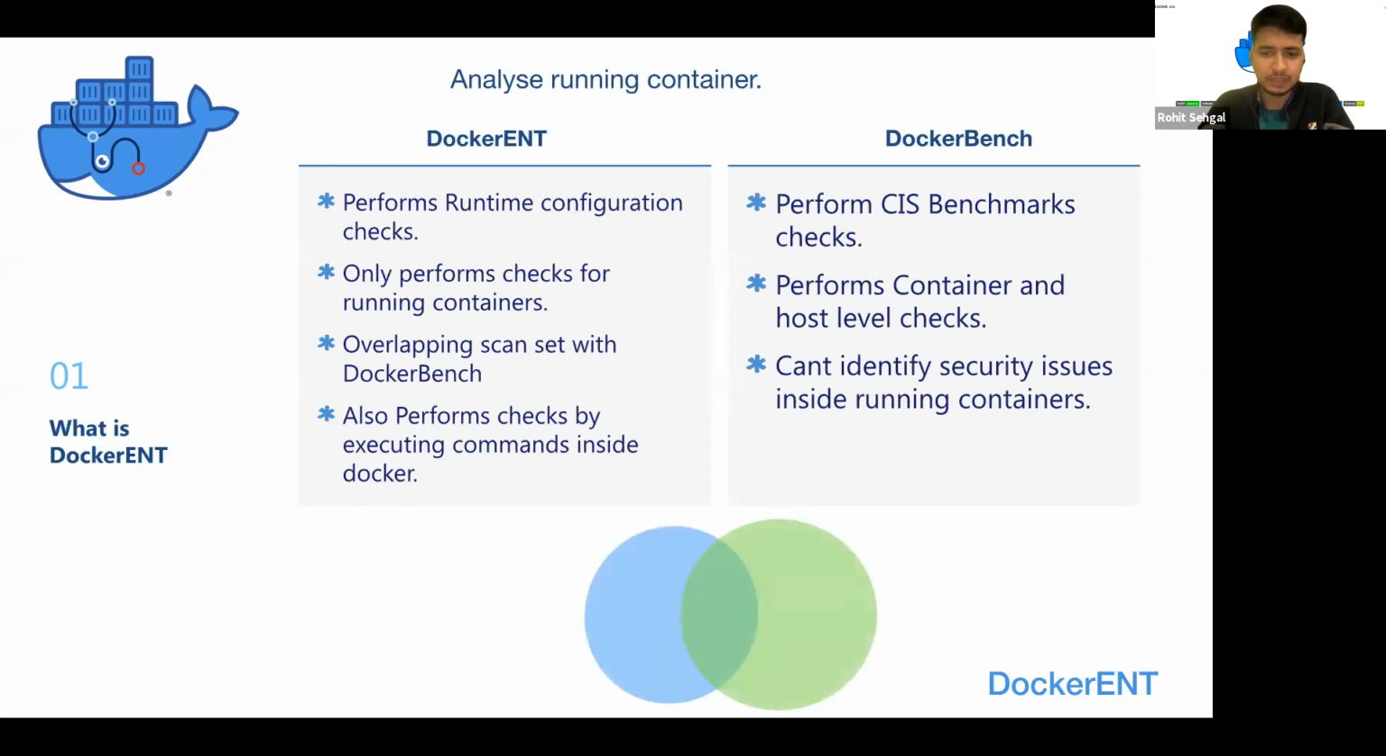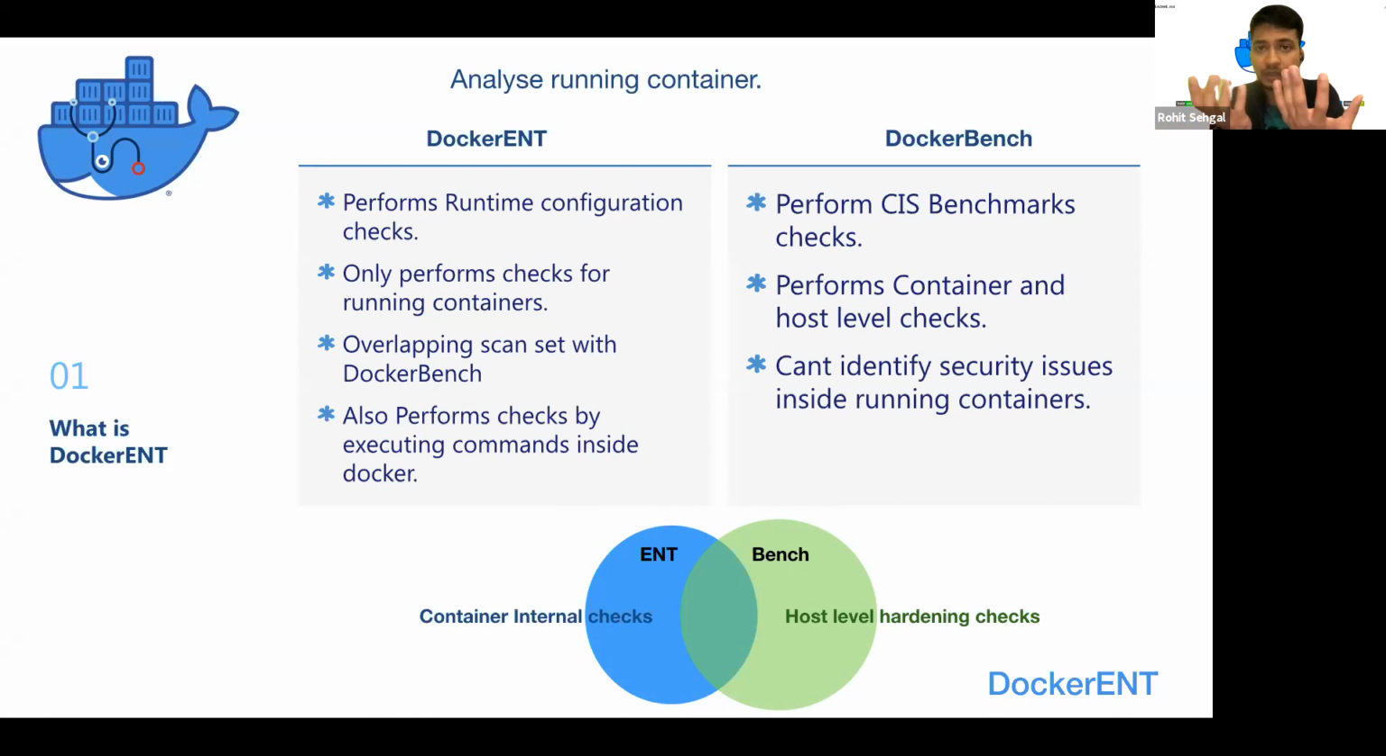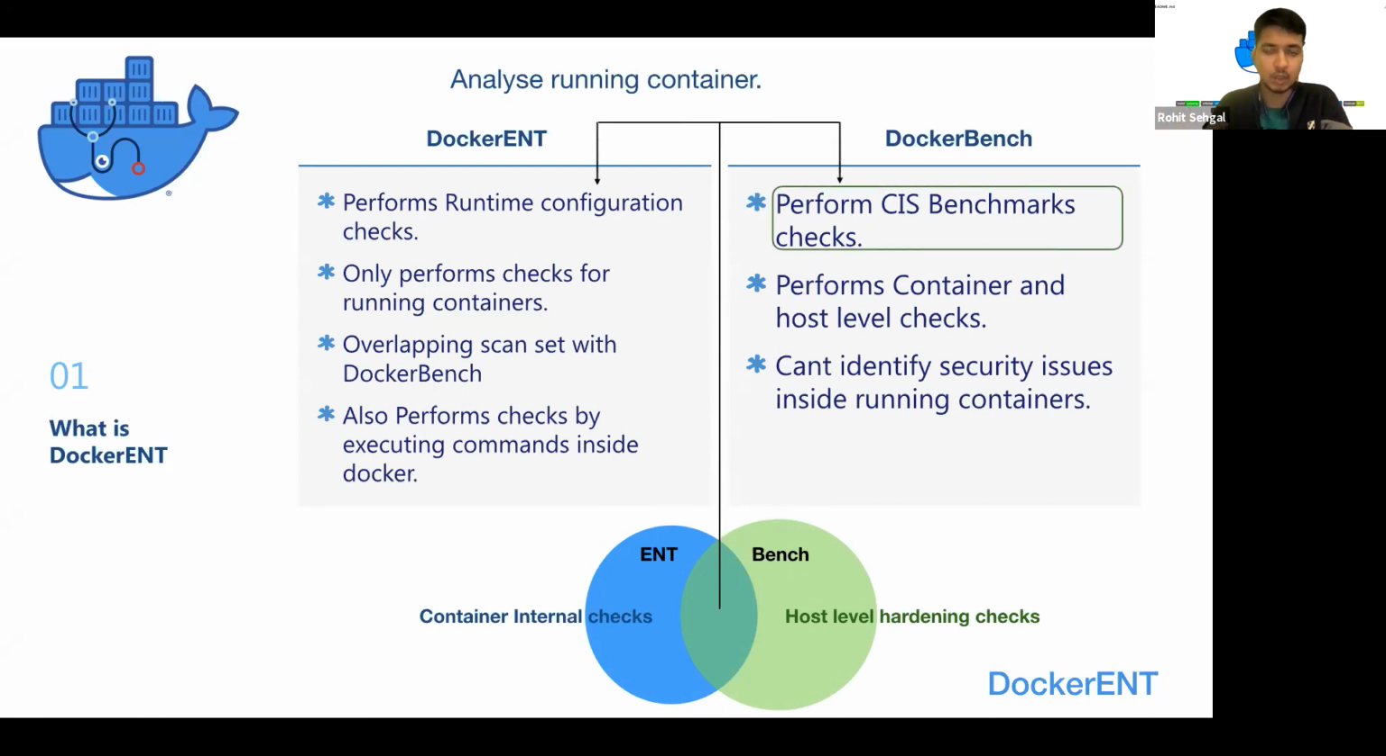If I draw a Venn diagram of how Ent and Bench compare with each other, you will see that Ent focuses more on internal container level checks as well, and Bench focuses more on the host level hardening checks. This is where the points of difference exist. But there is an overlap, and the overlap is the identification of runtime configuration checks, which exist in Bench as well, but are not extensive in Bench. So this is where the differences exist.